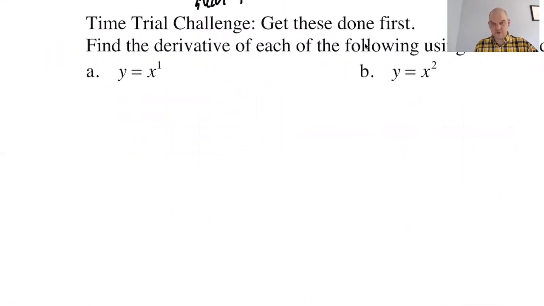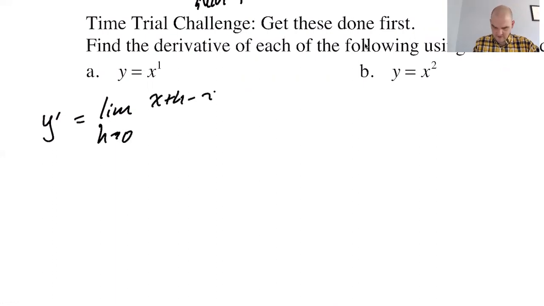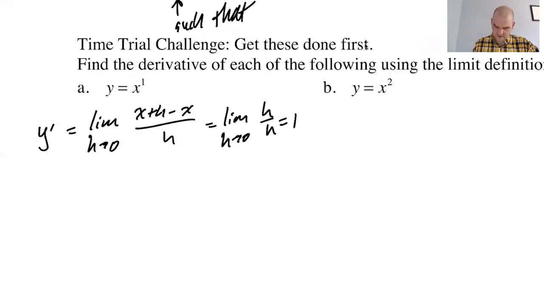All right, find the derivative using the limit definition of the derivative as a function. All right, so should we do this? Roll up the sleeves. Here we go. Y prime. The limit as h approaches 0 of f of x plus h minus f of x over h is going to be the limit as h approaches 0 of h over h, which is 1. Okay, that's fine.